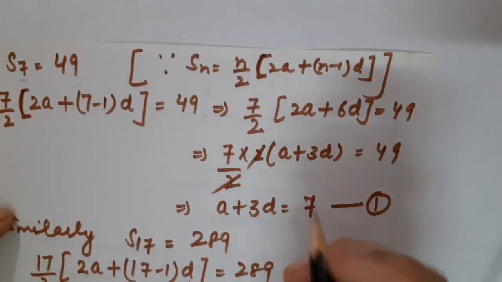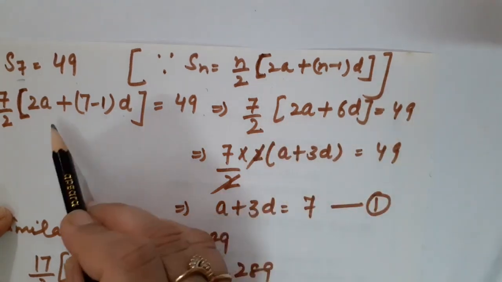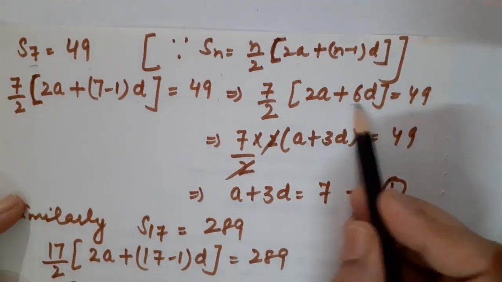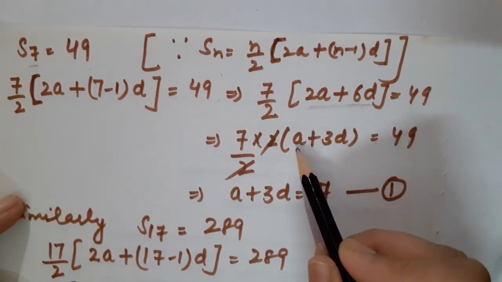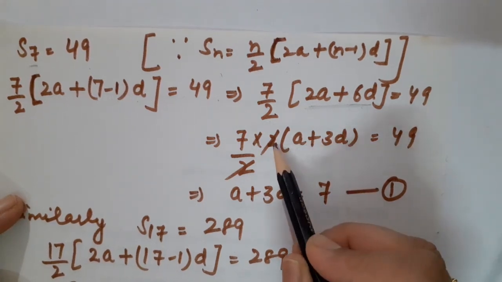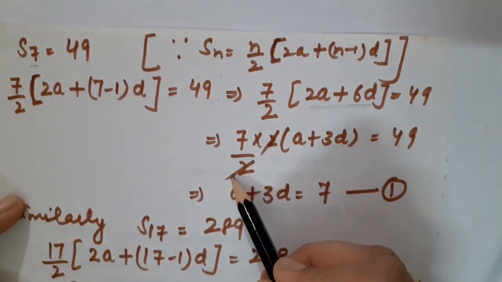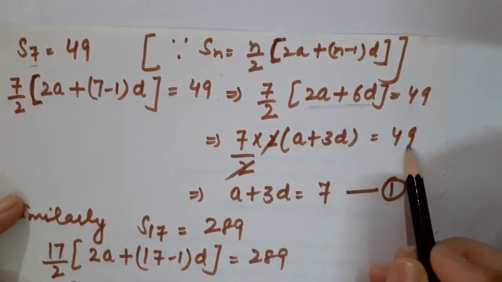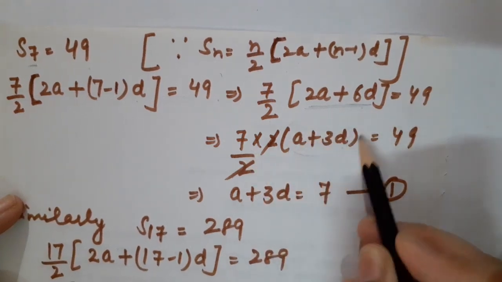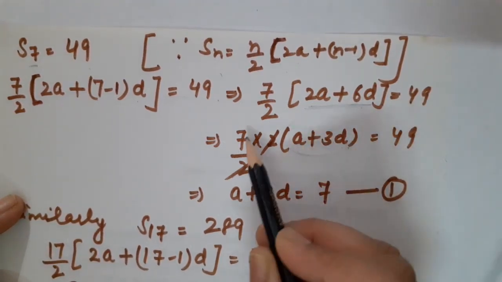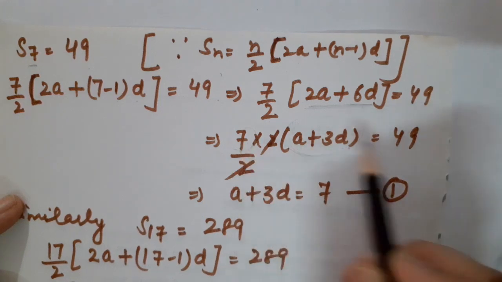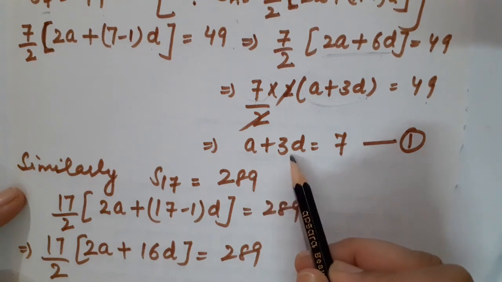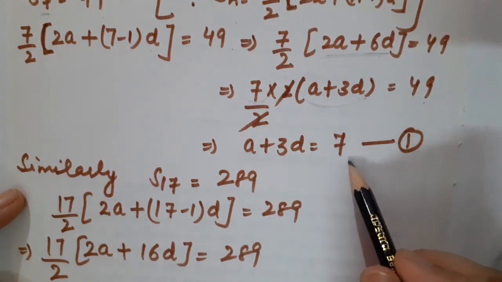Let us simplify. It would be 7 by 2 into (2a plus 6d), because 7 minus 1 will give you 6. Taking 2 as common from this bracket, I will be getting a plus 3d inside the bracket and 2 has come out. This 2 is going to be cancelled with the denominator 2. Correct? So I have got 7 into (a plus 3d) is equal to 49. This 7 is multiplying with each and every term in this bracket, so if it is multiplying on the left hand side, it must be divided on the right hand side. Correct, student? So I have got a plus 3d is equal to 49 upon 7, that is 7.